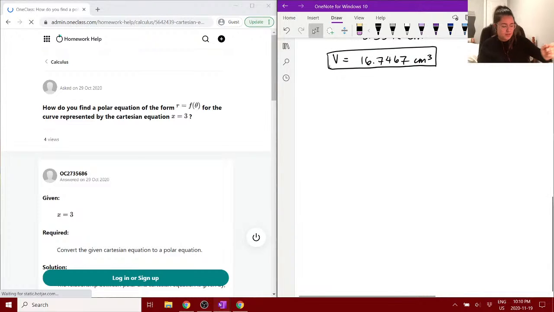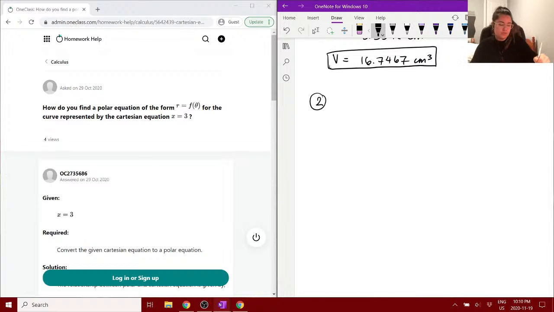Okay, question number 2. We're asked, how do you find a polar equation of the form r equals a function of theta for the curve represented by the Cartesian equation x equals 3?